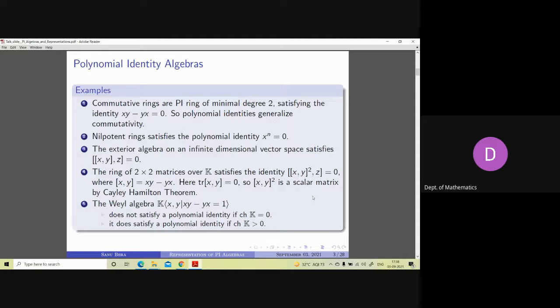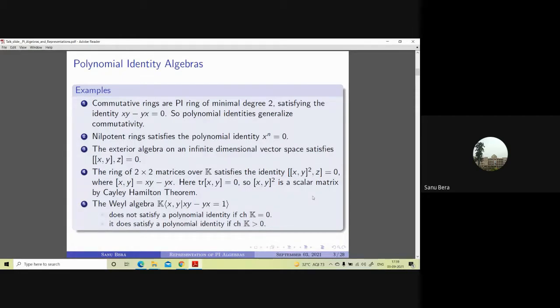Okay, that's fine. Not all rings or algebras are polynomial identity algebras, of course. Here I introduce one example, the Weyl algebra, which is the K-algebra generated by x and y with the relation xy minus yx equals 1. This algebra does not satisfy a polynomial identity if the characteristic of the field is 0, but it always satisfies a polynomial identity if the characteristic is positive. We will see later more explanation of these two things.